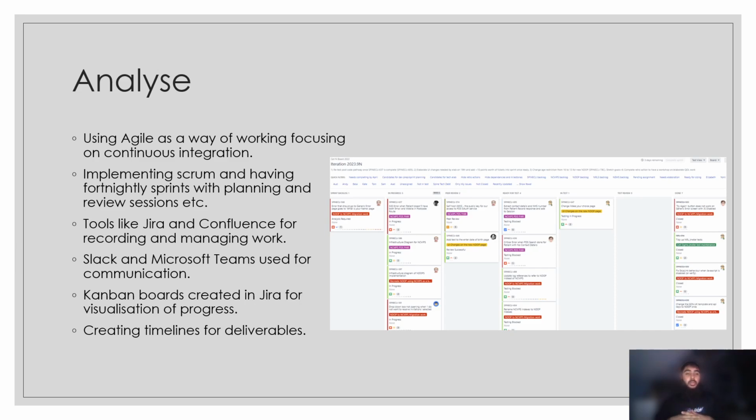So those were the key deliverables, and I created a timeline for them around the six months that we had to do this project, from the start of February to the end of August.